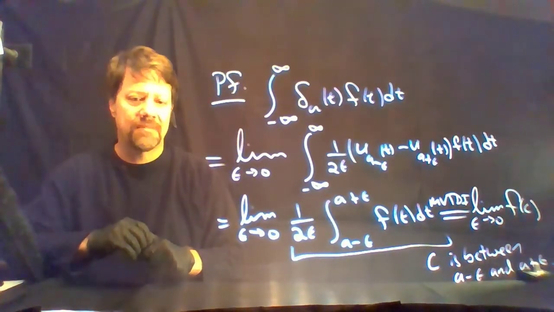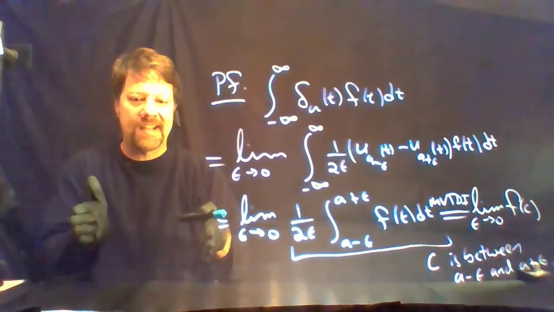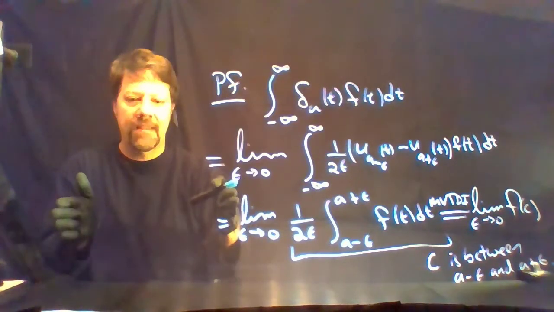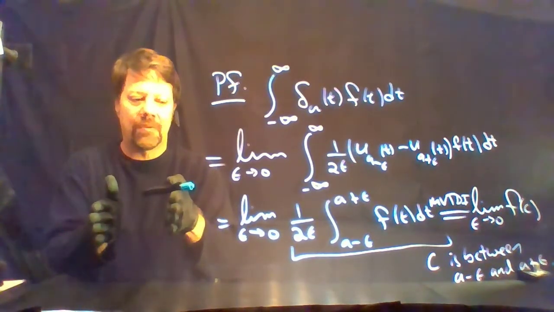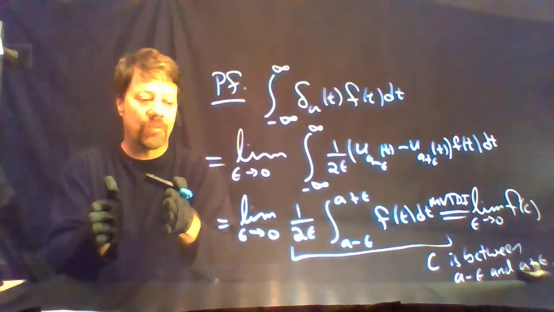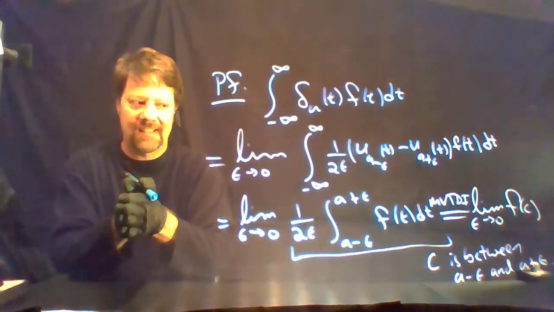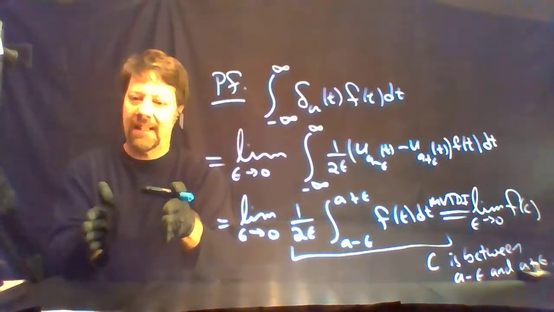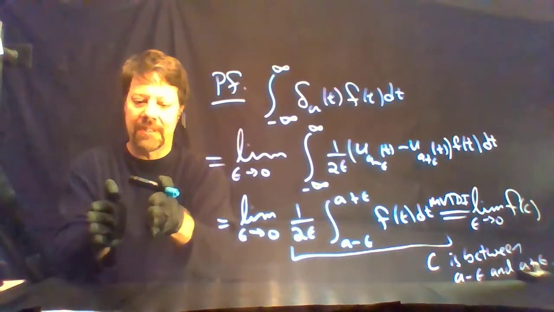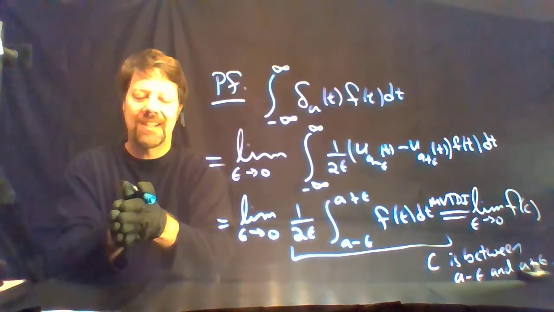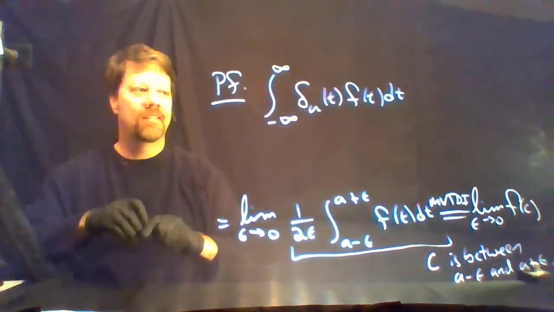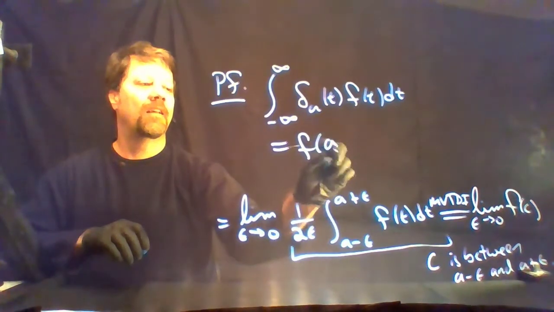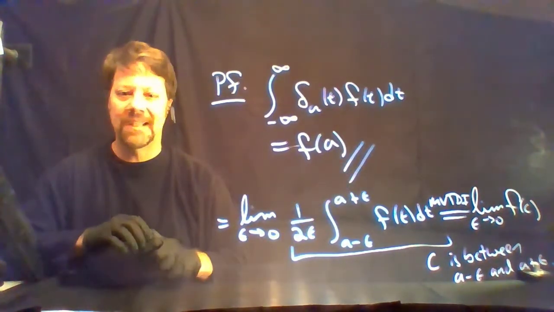So c is trapped between these two walls at a minus epsilon and a plus epsilon. And as epsilon goes to 0, these walls collapse around a. They come together when epsilon gets to 0 at a. Since c is trapped between a minus epsilon and a plus epsilon, and since epsilon is going to 0, c must tend to a, the point in between. We see then that this limit is exactly f of a, and that completes the proof.